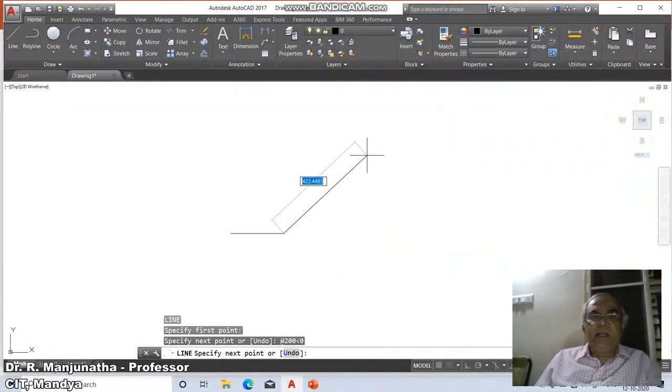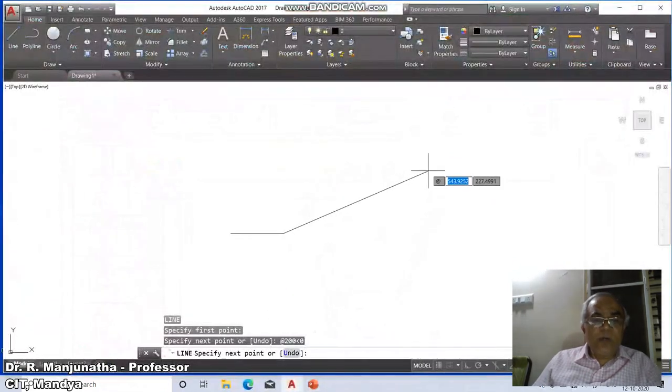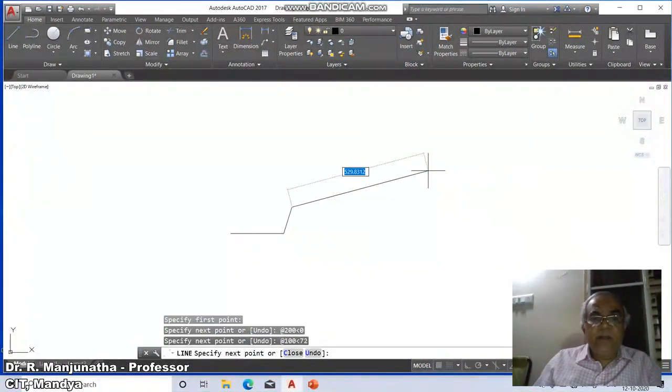Again for the pentagon, at the rate 360 divided by n, 360 divided by 5. The sum of the exterior angle of the polygon will be 360. Pentagon means 5, 360 by 5 will be equal to 72 in the exterior angle. So again the distance that has been given is 100. So at the rate 100 less than 72 degree.